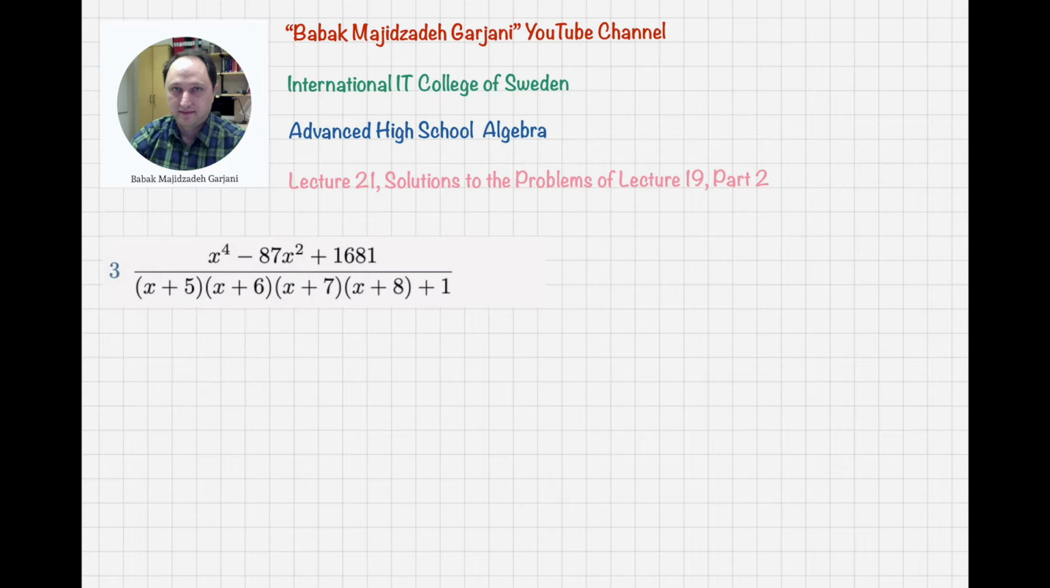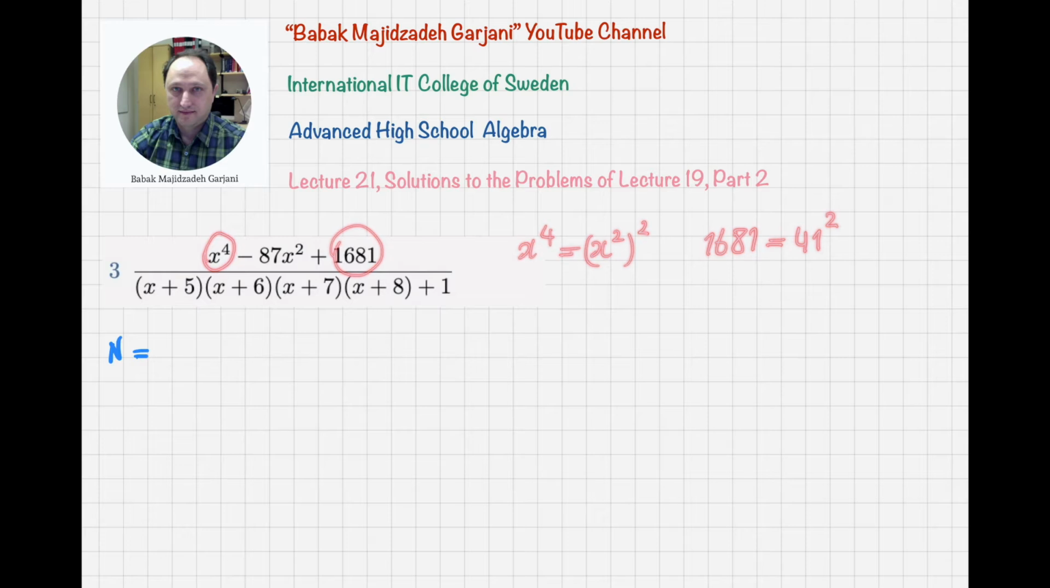Okay, now let us solve problem number 3. So here we are supposed to simplify this expression. So I factorize the numerator and denominator separately, as I have done so far. So the numerator is a trinomial, and it contains two complete squares. x to the 4 is a complete square because it's the square of x squared, and 1681 is also a complete square because this is 41 squared.